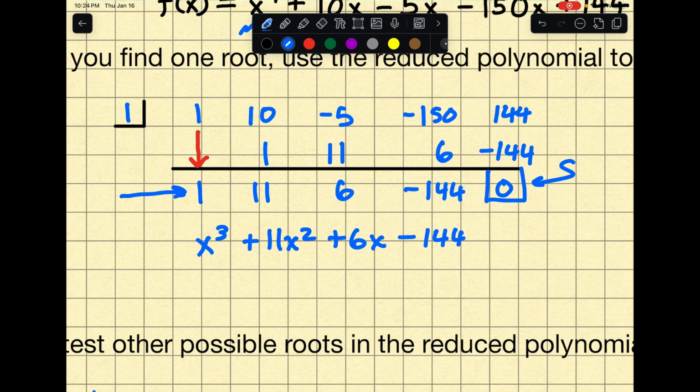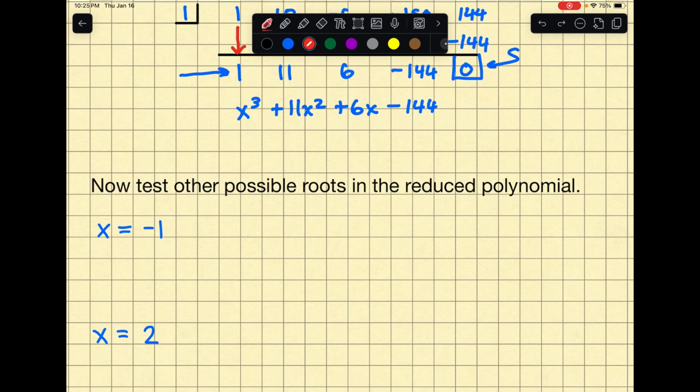So we're not down to a quadratic yet. We remember when we did cubic polynomials, we want to pare this thing down to a quadratic so we can break it up. We're not there yet, so we have to do more testing. Now we're going to test x equals minus 1, and we're going to do that like before where we evaluated in the function.